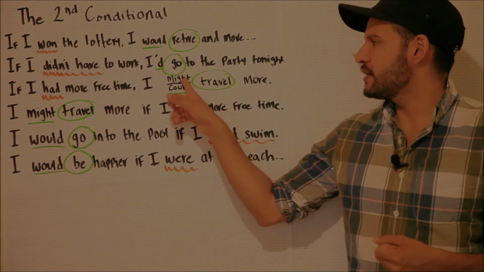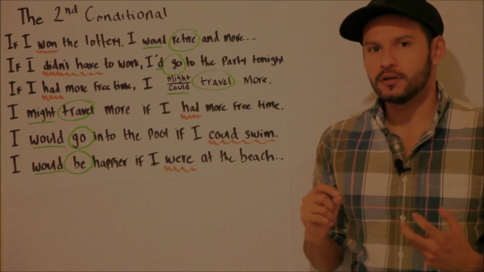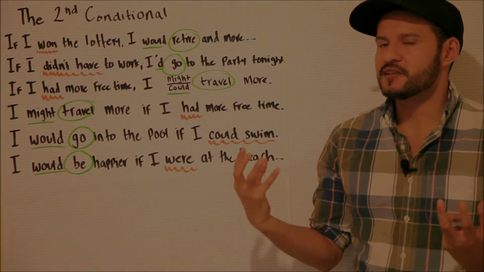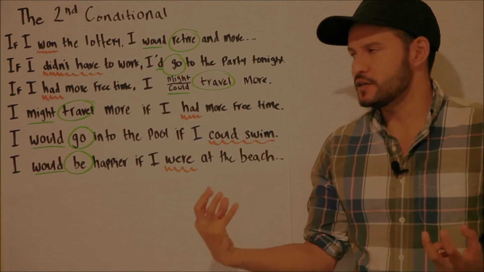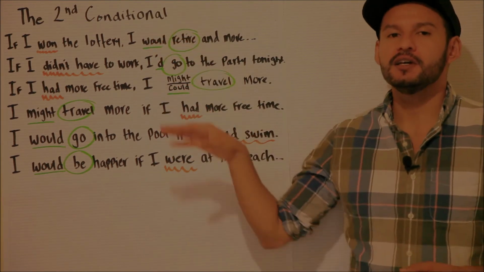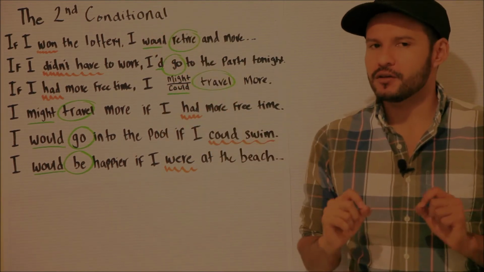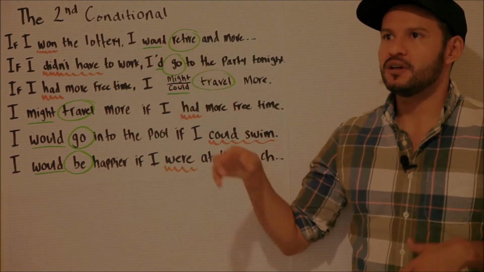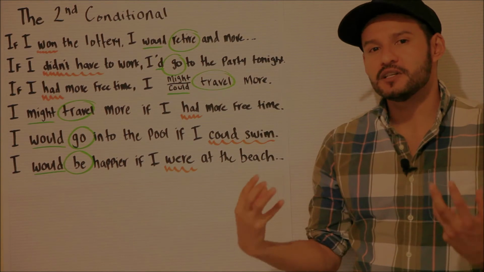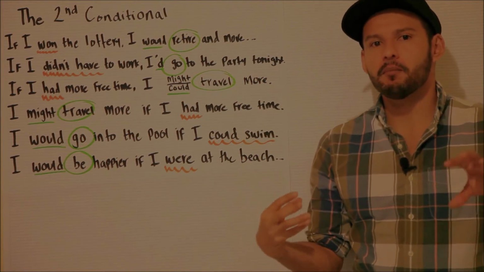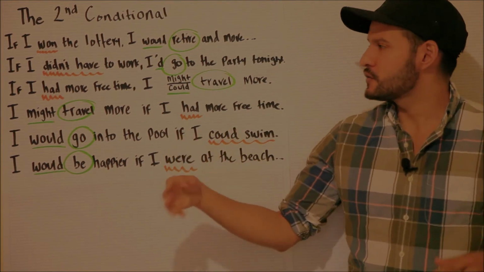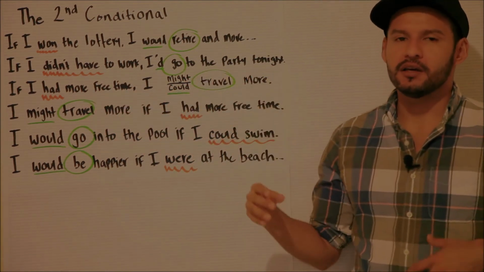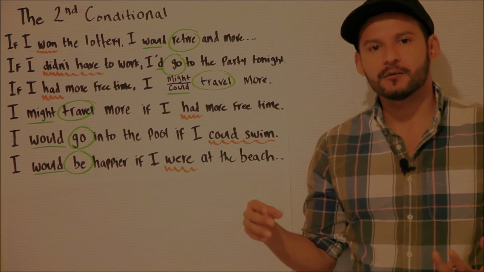And yes, I used a different modal here. I use might. So might and could are basically the only other two modal auxiliaries that you can use in the result in this type of conditional. Never use will. And the difference between might and would is that might expresses possibility. So basically it's like saying maybe would. So if I had more free time, I might travel more. If I had more free time, maybe I would travel more.